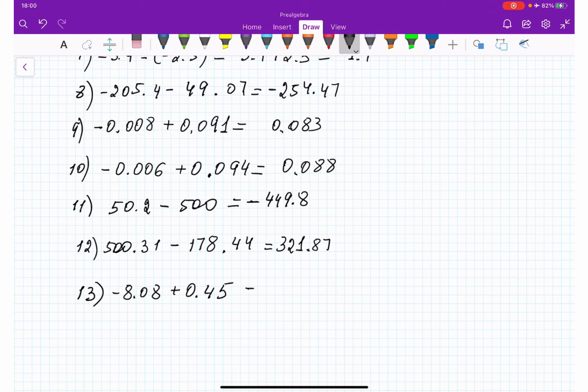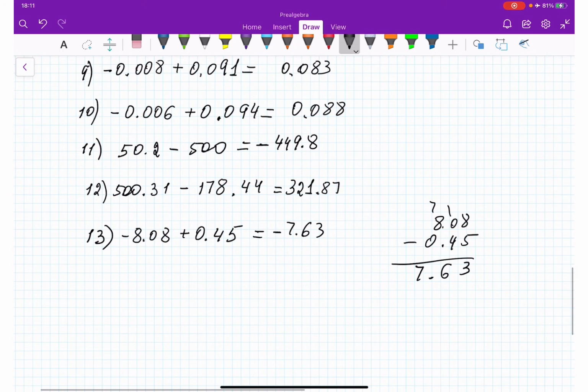So the result is going to be negative, right? Because 8 is bigger than 0. But because we have plus minus, we are going to subtract 8.08 minus 0.45. So 8 minus 5 is 3. 10 minus 4 is 6. Here left 7. 7.63.